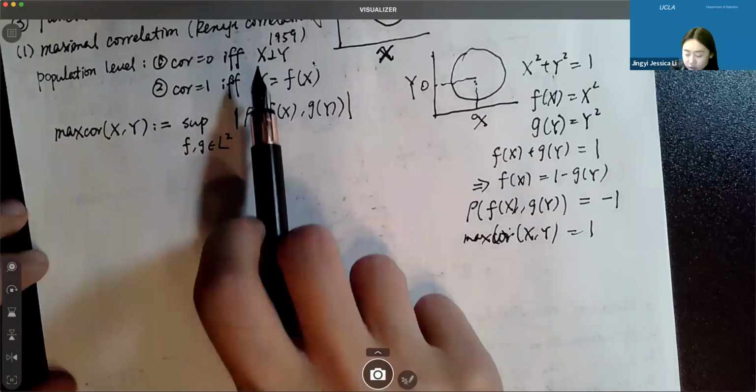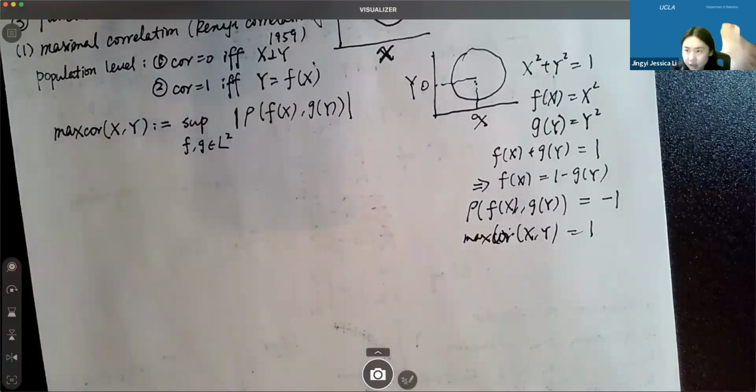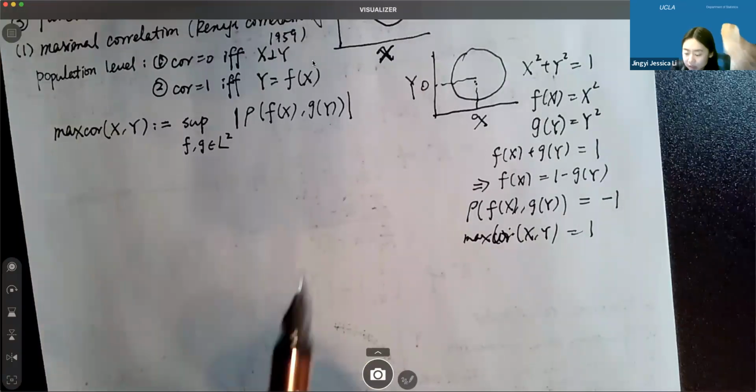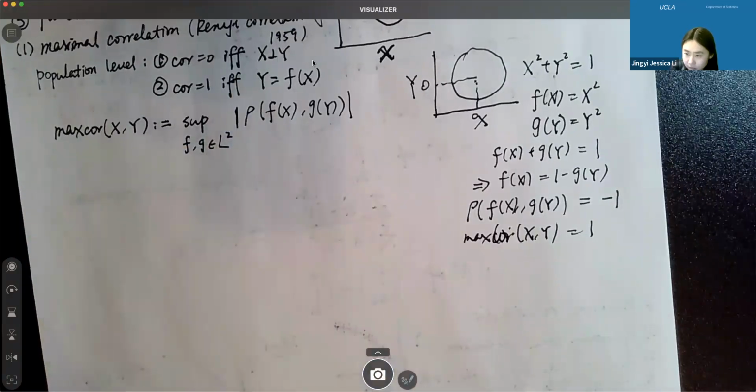But after it was proposed, for, I would say, 30 years, people didn't know how to compute it. Because you can see from this formula, it's just a mathematical expression. But let's say that I give you my data, like n pairs, x1, y1 to xn, yn. How would you compute it, right? There's no clear way of doing that.